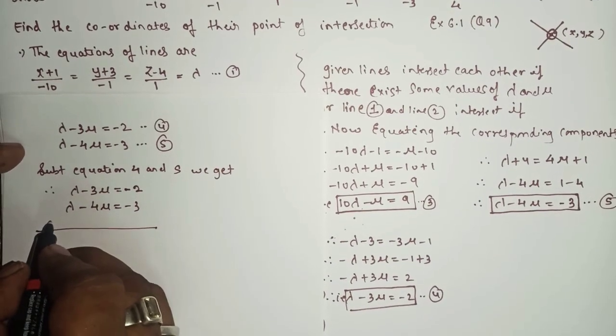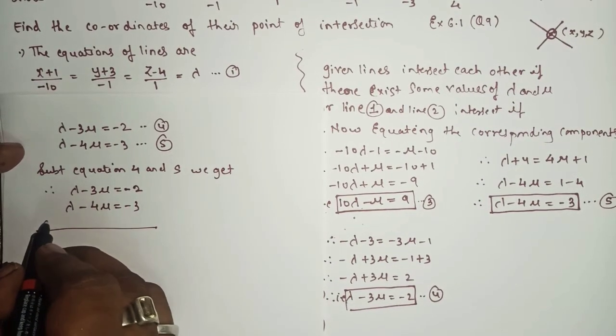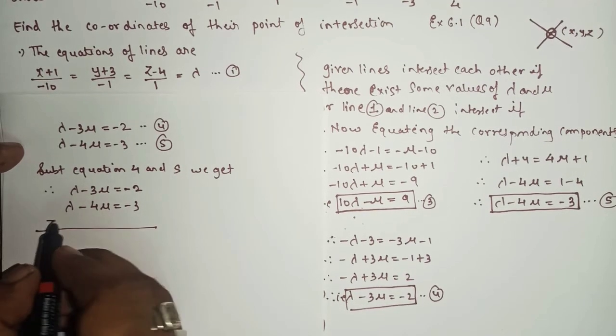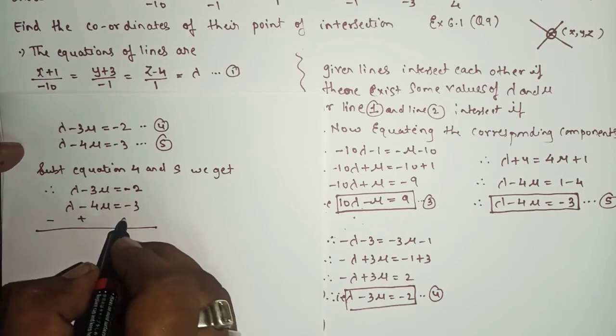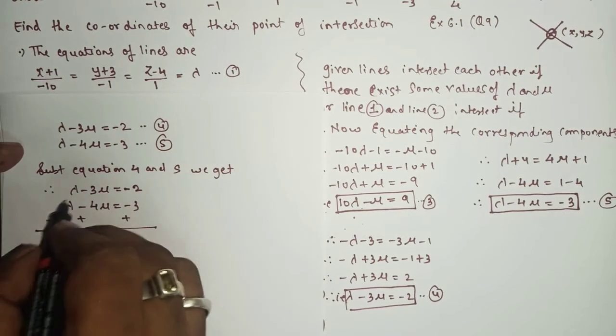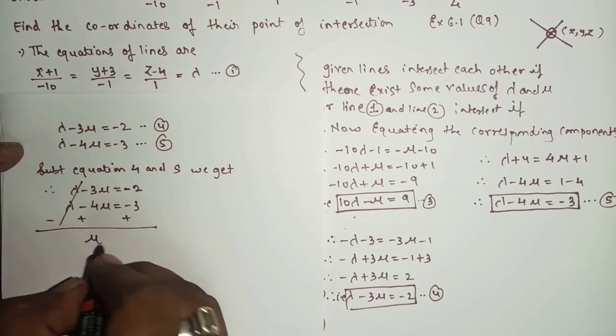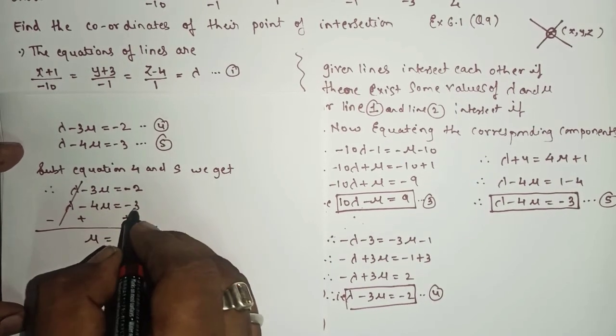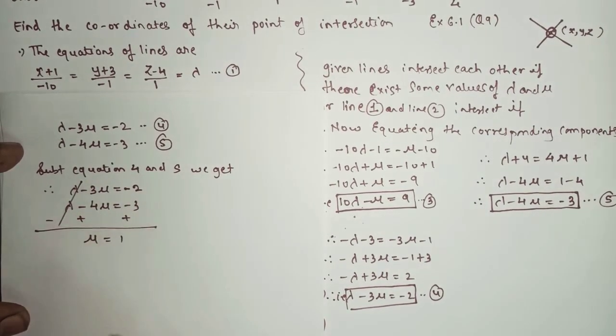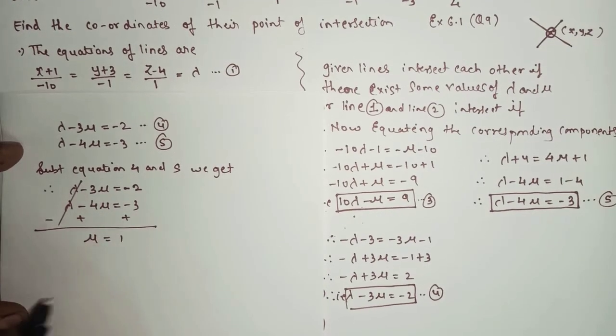So when you subtract, minus minus will be plus. So here lambda will get cancelled. So minus 3 mu plus 4 mu, you will get mu, and minus 2 plus 3, the answer will be 1. So here we got the value of mu.